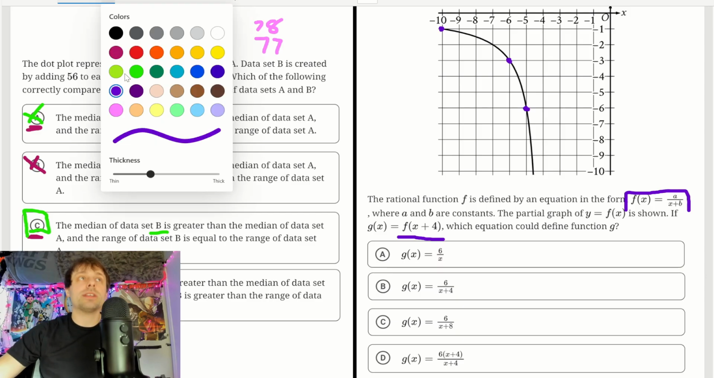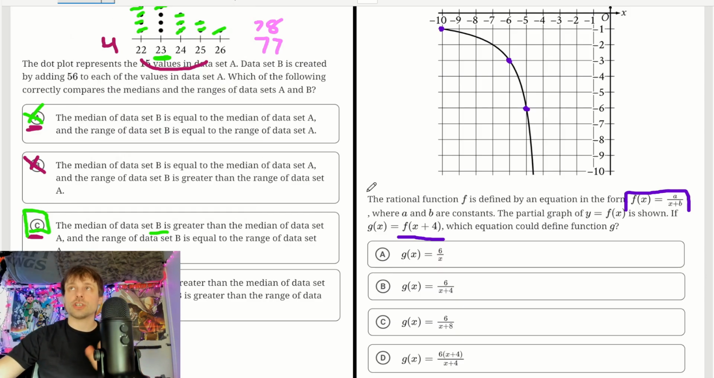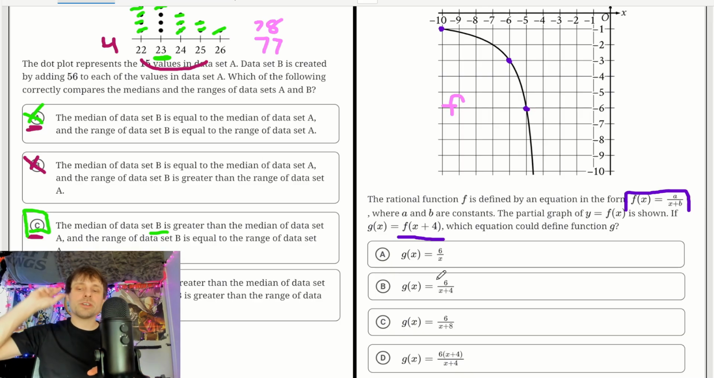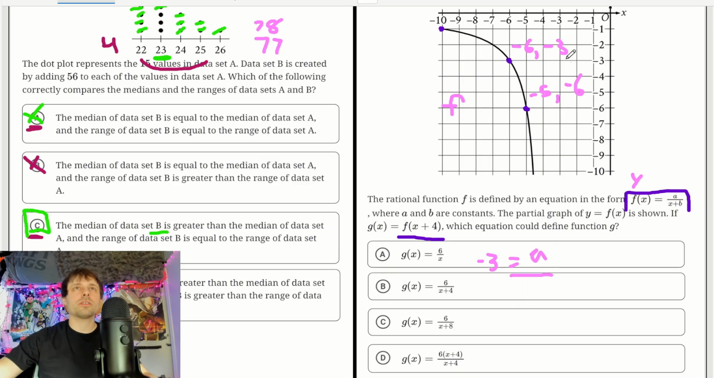All I have to do is plug in 2 points to my equation, and I can get my original function. This up here, they say is f. These down here are g. So in these ones where you have an f and a g, figure out your f first, then you can figure out how it's changed to become g. So again, we have our y. So let's try the points -6 and -3. Oh, that's going to be -5 and -6. -5 and -6. Okay, so my 2 equations are just going to be -3 is equal to a over -6 plus b.